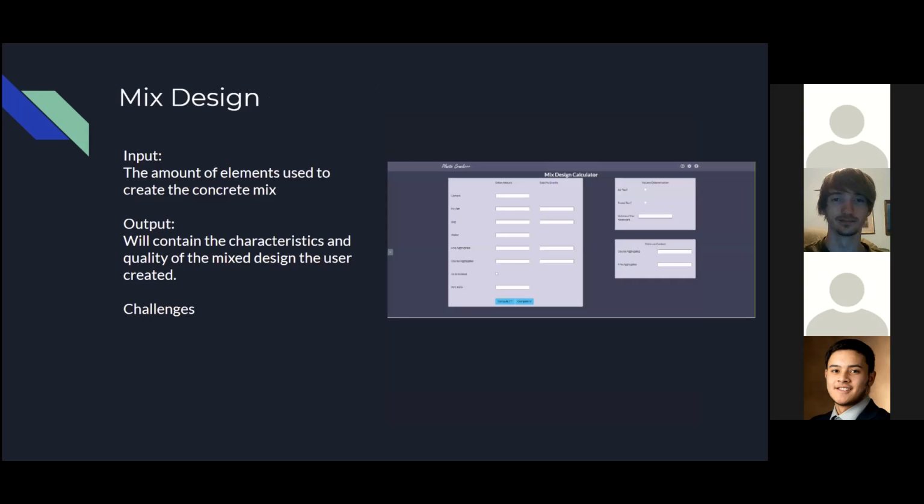So the mix design calculator is fairly simple. The user will input the amount of ingredients they're using for their current design, and the output will generate certain characteristics and give the quality of the design that the user inputted, like feet, yards, pounds and other characteristics. So next we will do our product demonstration.